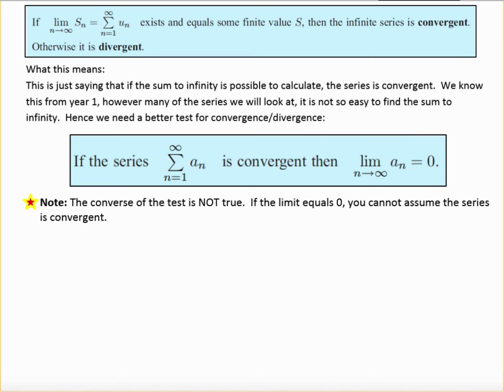Also, if the series is convergent, then the limit as n approaches infinity of the terms of that series is equal to 0. Now, the converse of this is not true, and it's easy to get it mixed up, so you have to be careful. If the limit is equal to 0, it does not mean that the series converges. It just means that a convergent series has this limit as n approaches infinity of 0. Just getting that the limit is 0 does not tell you that it's convergent. So please do not assume that that's the case.